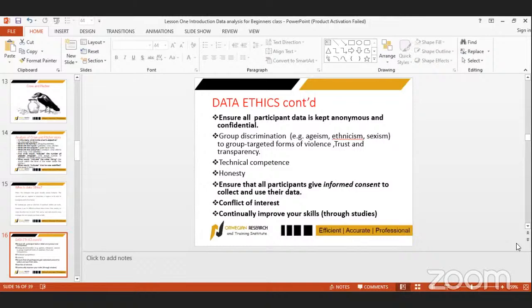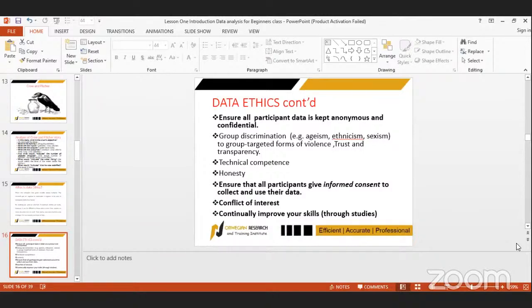Number three is technical competence. Under technical competence, you are not supposed to employ a data method or accept work which you know you don't have the technical expertise to do. You are not allowed to accept any kind of work where you don't have enough technical competence.